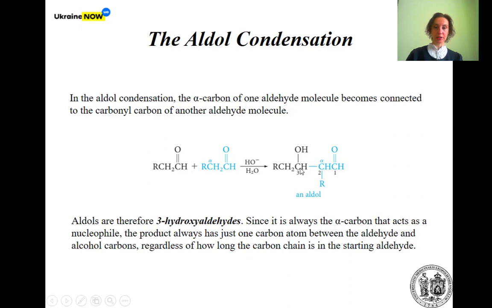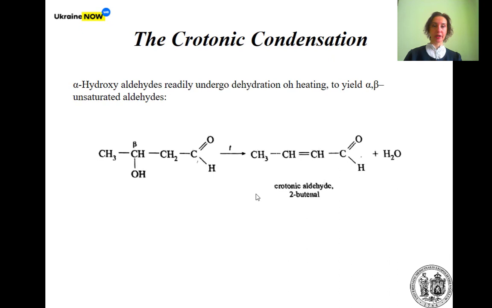Sometimes this reaction doesn't stop at this stage. For example, by heating such a compound, the result of aldol condensation of acetaldehyde, water is eliminated: OH from the third carbon atom and hydrogen from the second carbon atom, and an unsaturated carbonyl compound is formed. In this case, it is crotonic aldehyde. This reaction is called crotonic condensation. It's a method of synthesis of alpha-beta unsaturated aldehydes.